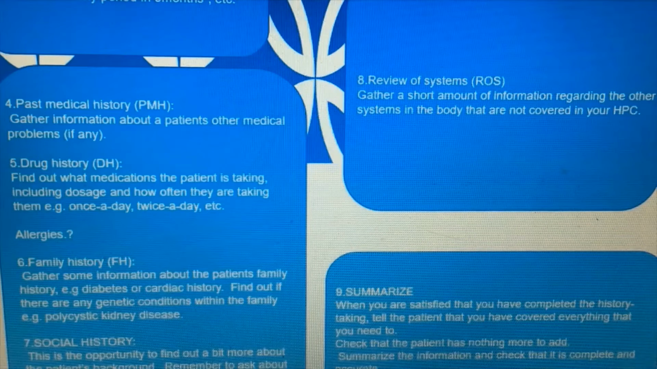Then move on and ask the patient about the family history. Here you have to gather some information about the patient's family history, for example, diabetes or cardiac history in the family. Find out if there are any genetic conditions within the family.